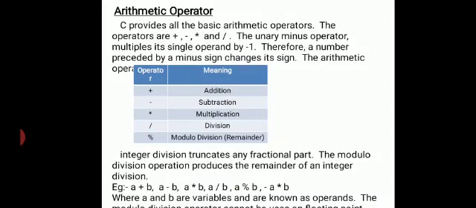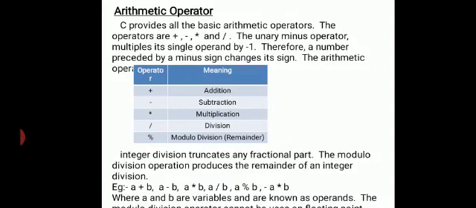C provides all the basic arithmetic operations. The operators are plus, minus, multiplication and division. The unary minus operator multiplies a single operand by minus 1. Therefore, a number preceded by a minus sign changes its sign. The arithmetic operators the below table shows: plus, addition, subtraction, multiplication, division and modulus or remainder.